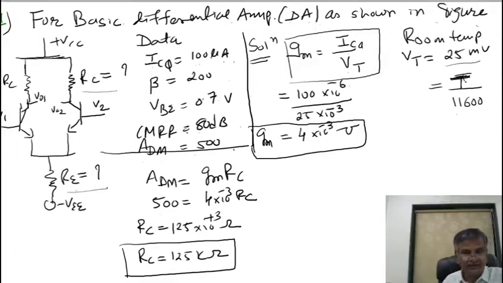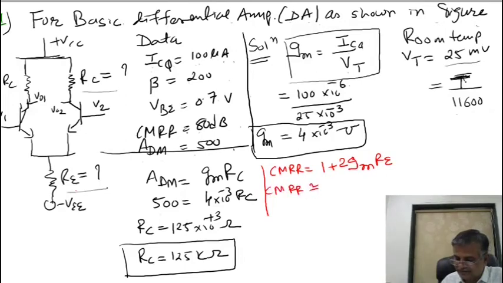Now, let us find the value of RE. I have to find RE. You know these equations. CMRR is equal to 1 plus 2 Gm into RE. Now, one I am neglecting. So it is 2 Gm into RE.